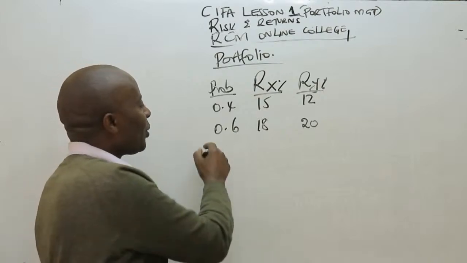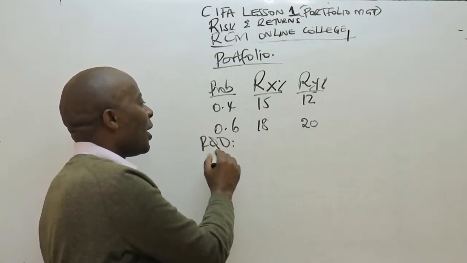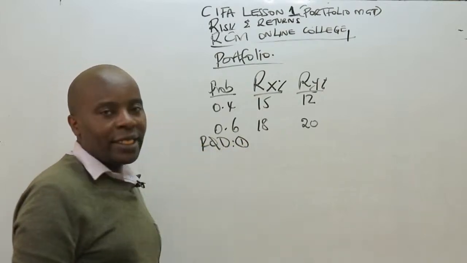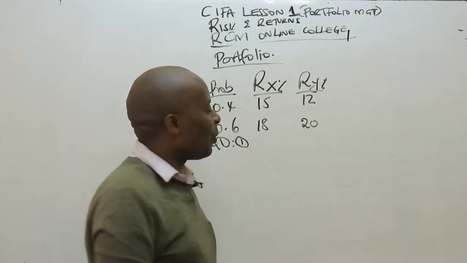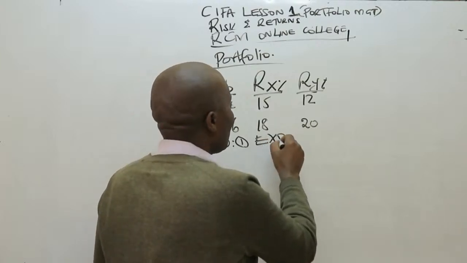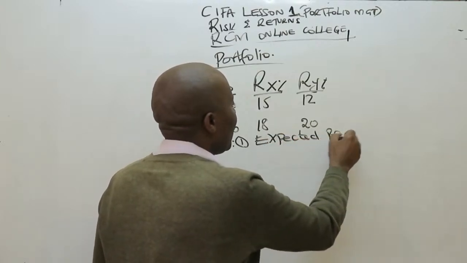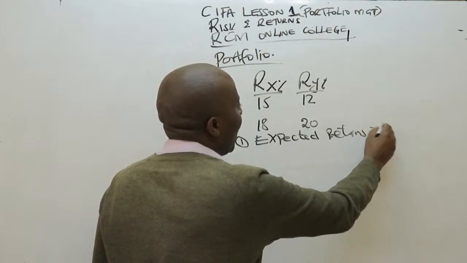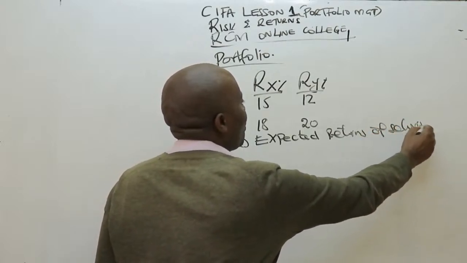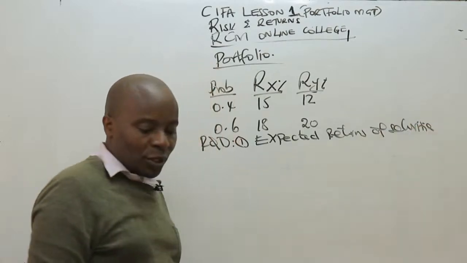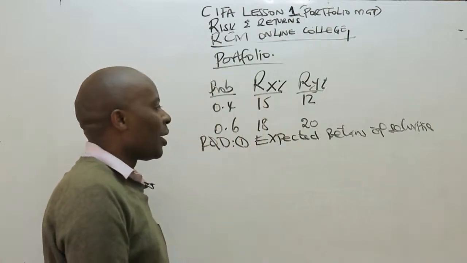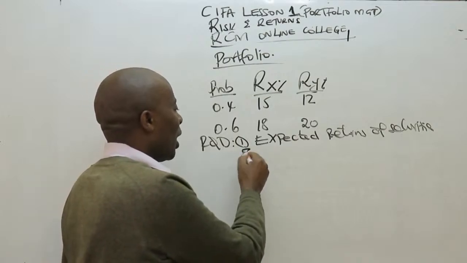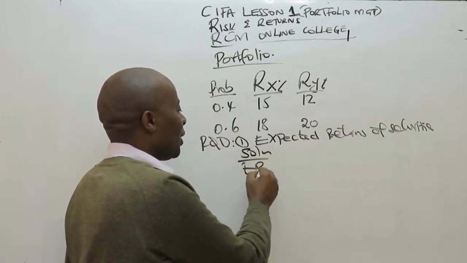So we are required to do a few things here. Number one, to ascertain the expected returns of the securities. So how do we get the solution? How do we get expected returns of X?